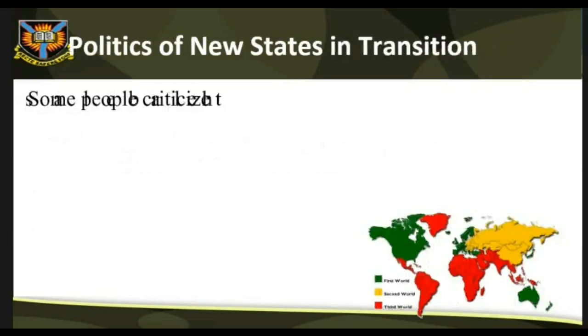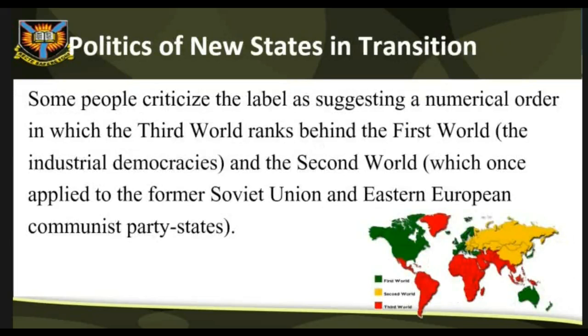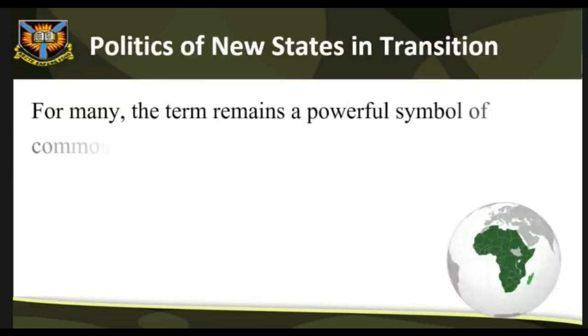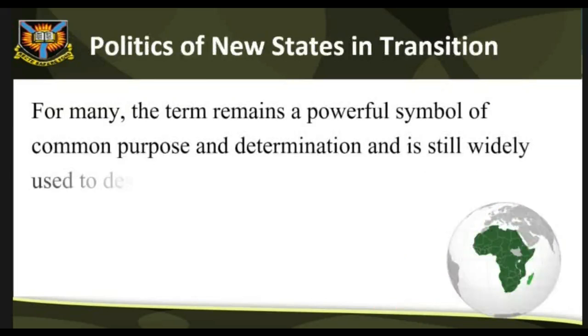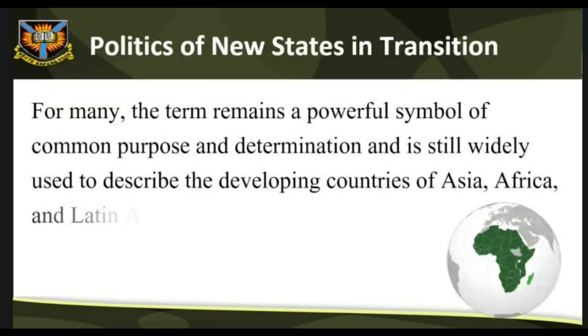Some people criticize the label as suggesting a numerical order in which the third world ranks behind the first world, that is, the industrialized democracies, and the second world, which once applied to the former Soviet Union and Eastern European Communist Party states. But in its original sense, Third World was meant to embody the struggle of poor nations for empowerment in the international system and a fairer share of global wealth. For many, the term remains a powerful symbol of common purpose and determination, and is still widely used to describe the developing countries of Asia, Africa, and Latin America.